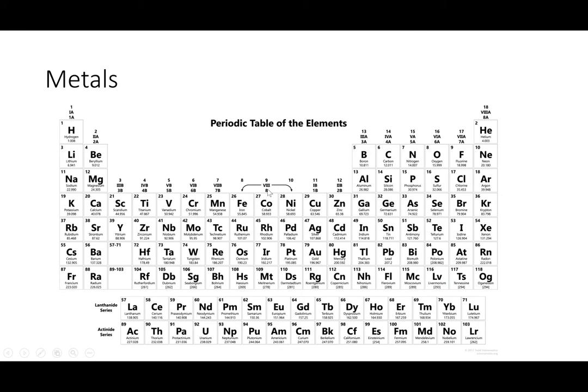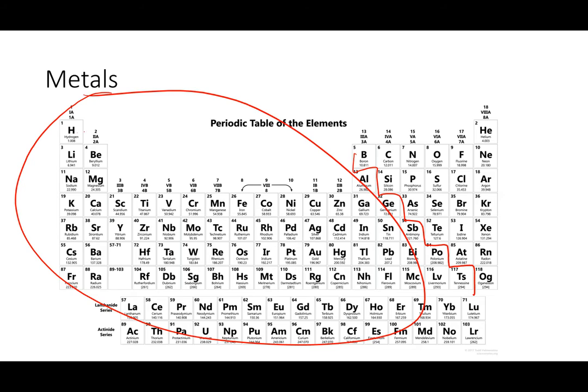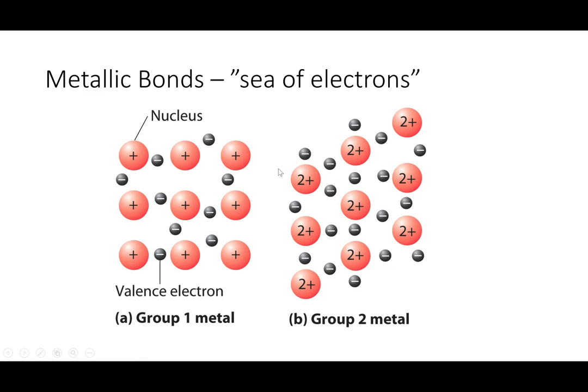Okay. So we know that there's a staircase in the periodic table, and everything to the left of this staircase, except hydrogen, these are all metals. So what engages in metallic bonding is all of these substances to the left side of the staircase. And let's take a look in detail about how this sea of electrons works.